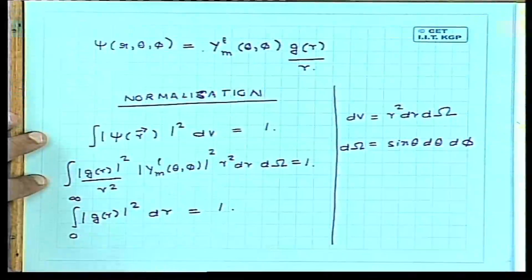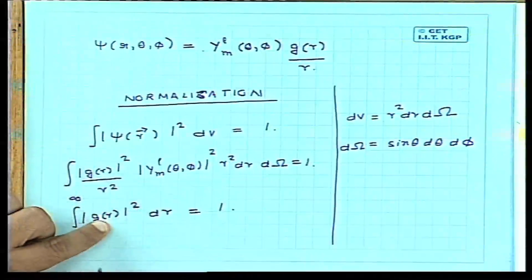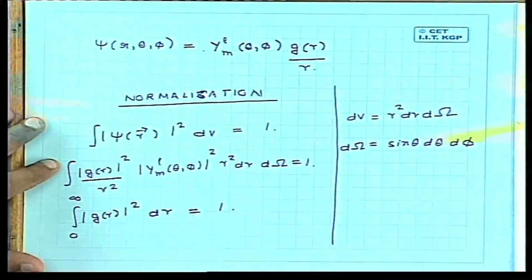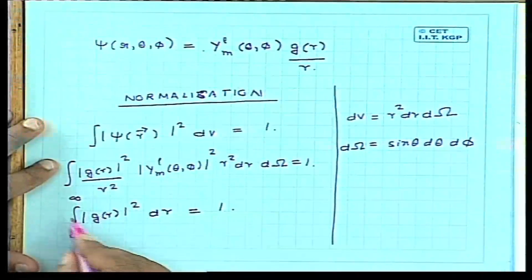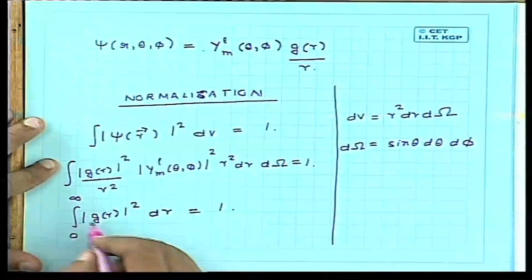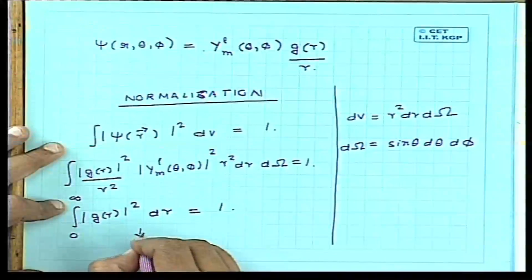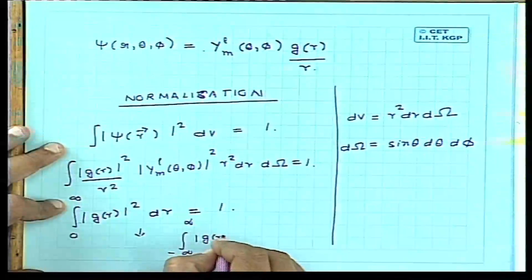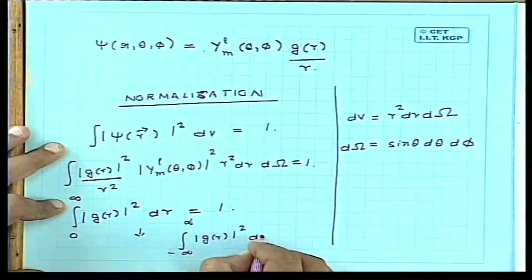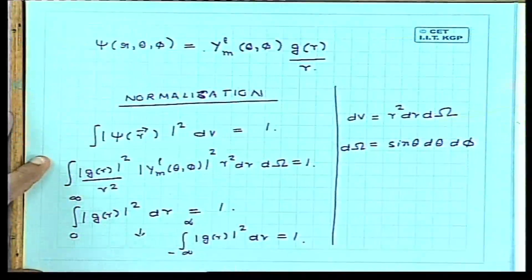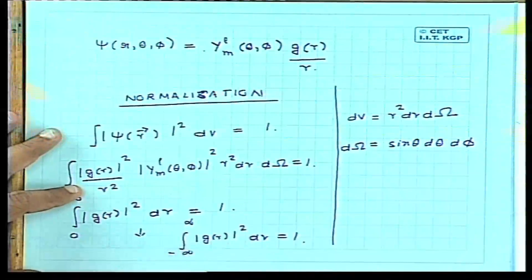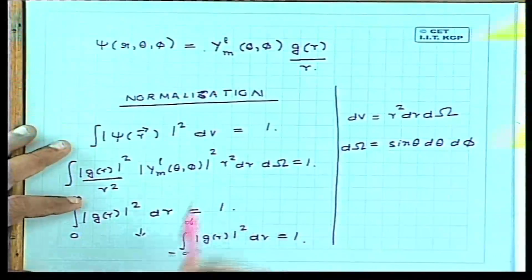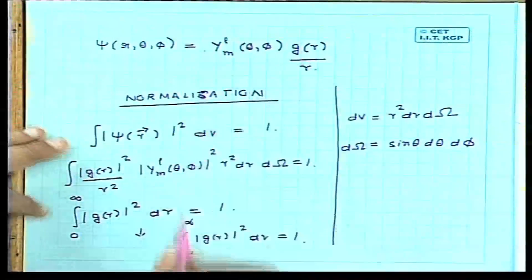So the normalization condition for g is also exactly what you would expect if it were a one-dimensional wave function, because in one dimension the integral of the mod square of the wave function dx, or dr, should be equal to 1. And this wave function is 0 for r less than 0. So you can think of this as the normalization condition in one dimension, which is the integral from minus infinity to infinity of mod g squared dr equal to 1, where g is 0 for r less than 0. So this is the normalization condition on the radial part of the wave function, g.